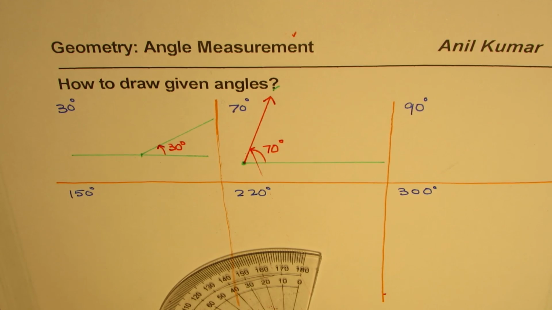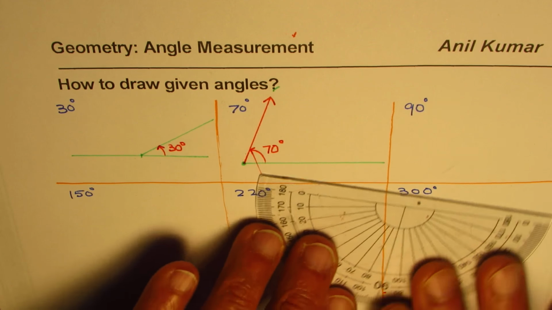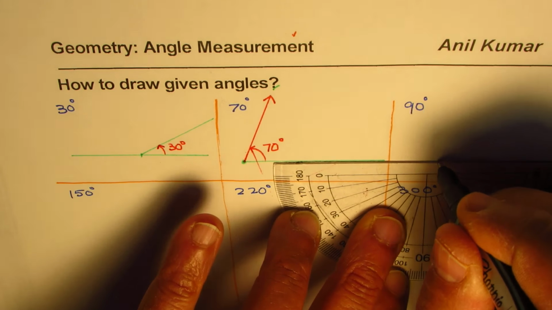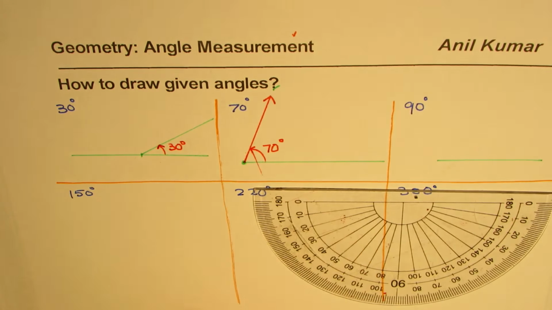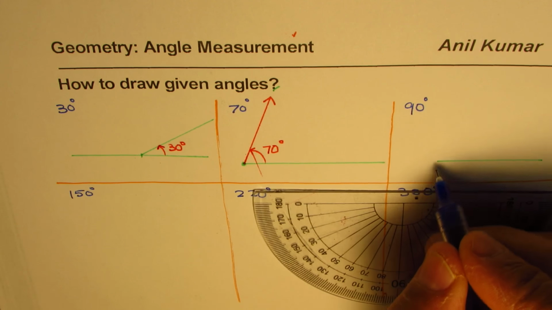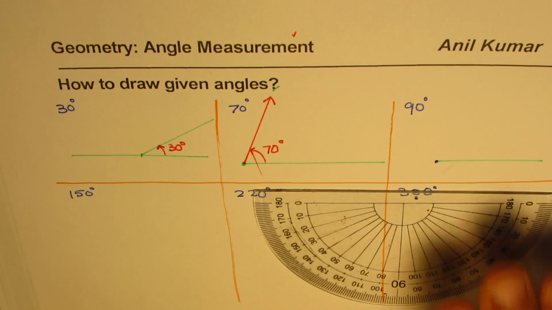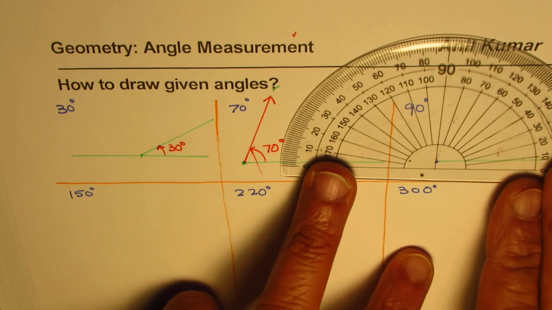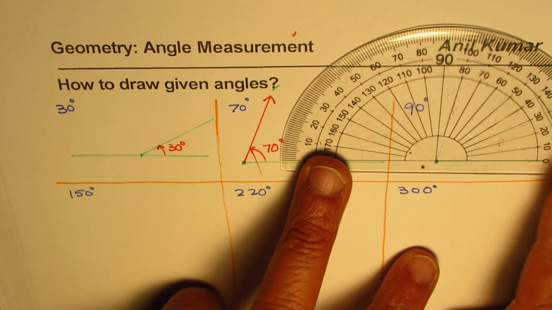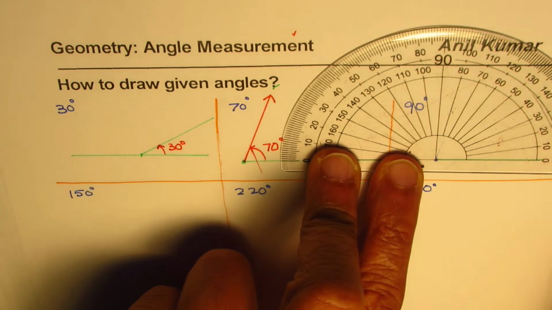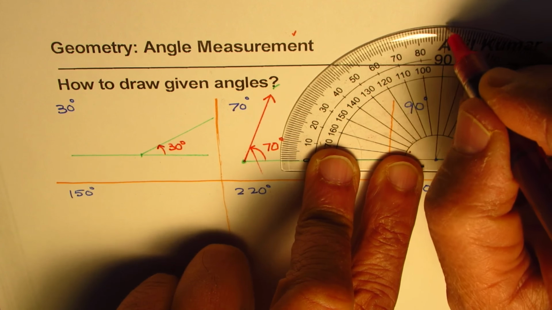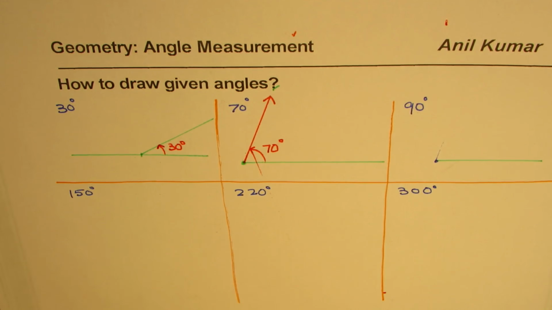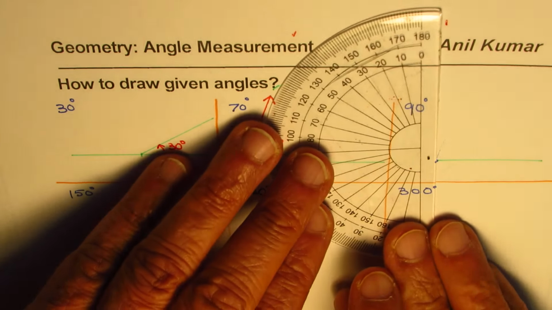So let's draw another one, this time 90 degrees. So first, draw a horizontal line. So let this be the horizontal line. And then we need to get the vertex. Here is the vertex. Okay, 90 degrees. Place the center of your protractor, align it with the horizontal line, mark the point which says 90, there it is, that is 90. Join with the vertex, that becomes your terminal arm, correct?